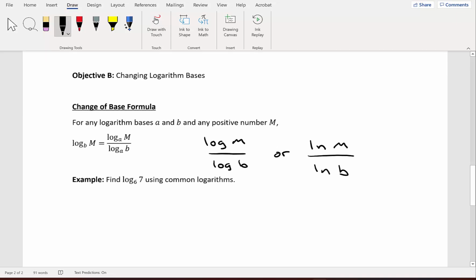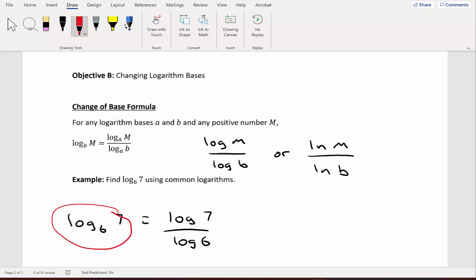So for our first example, find log base 6 of 7 using common logarithms. We want to change this to either base 10 or base e. Let's go ahead and change it to base 10. This would be log of 7 divided by log of 6, because our original expression, log base 6 of 7, we can't put into our calculator. There isn't a button for it. So what we have to do is change it to base 10 or base e.